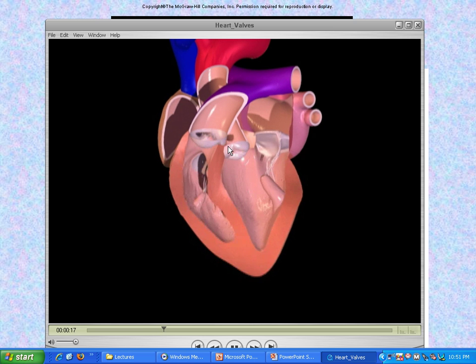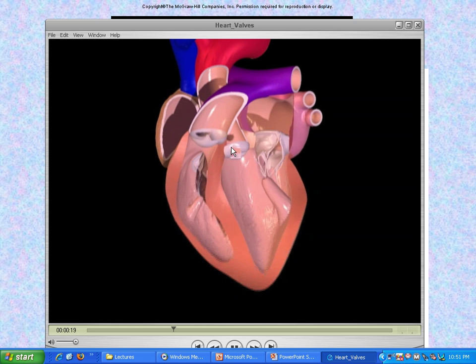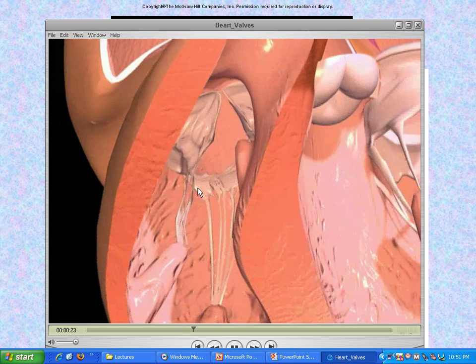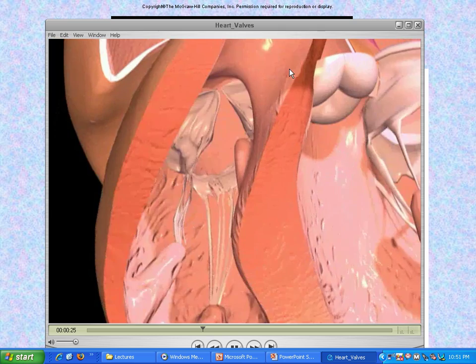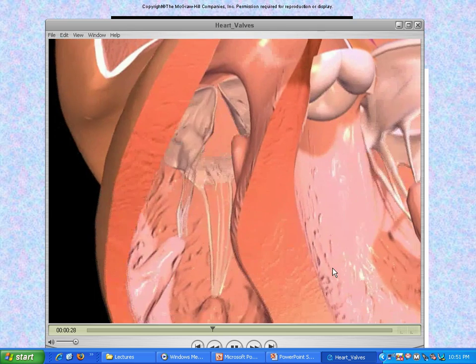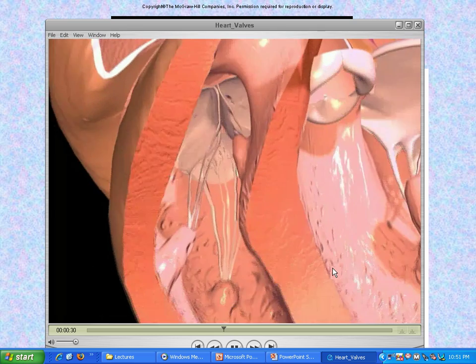And they work together. So there's those semilunar valves, right? They're opening and closing together. Here are the AV valves with the chordae tendineae. See those strings right there? If they don't have strings, they're going to be one of the two semilunar valves instead.